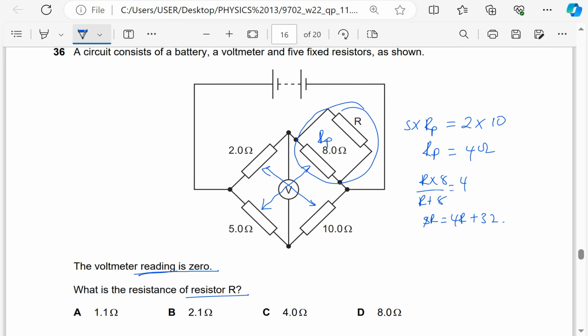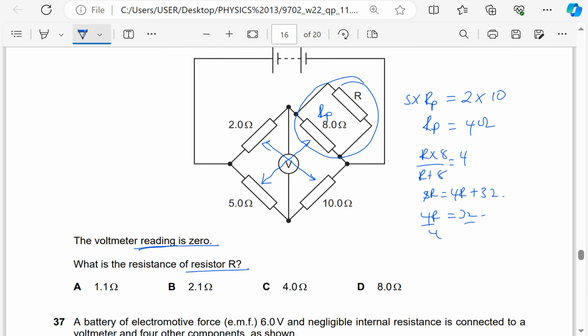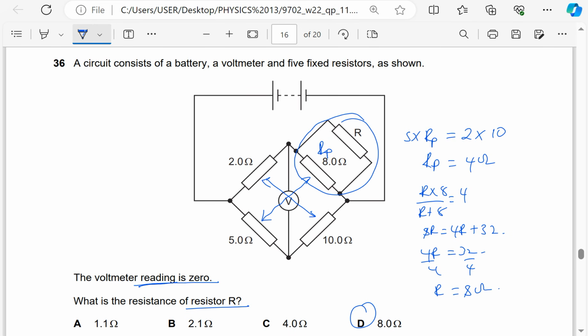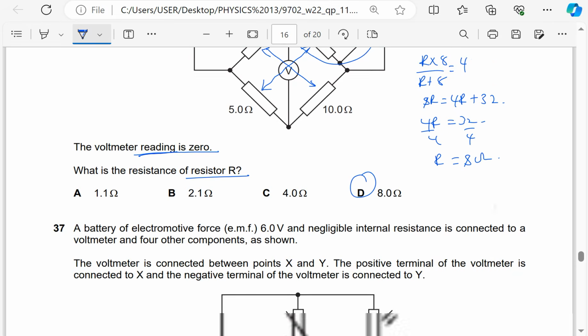So then this is going to be, is it 4R equals 32 by 4, which gives me R as 8 ohms. So this is going to be 8 ohms. I first use the crisscross relationship, then I considered the two resistors 8 and R in parallel, so the answer is D.